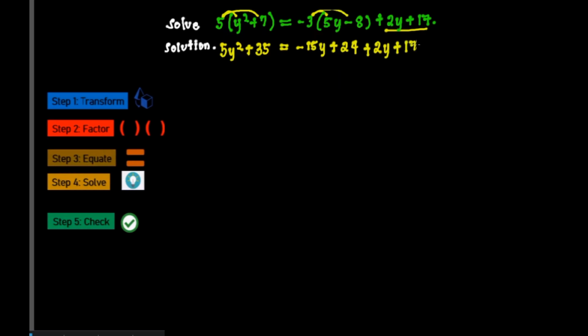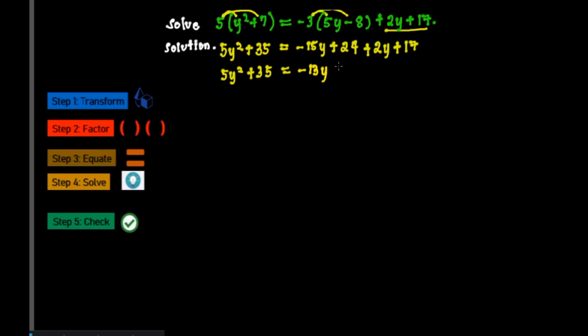Okay, so I think we have simplified it. Now, combine like terms. So 5y squared plus 35 equals, I think we can combine negative 15y and positive 2y, right? If we combine them, negative 15y plus 2y is equal to what? Yes, that is negative 13y. And then we have 24 and 17. So, add them.